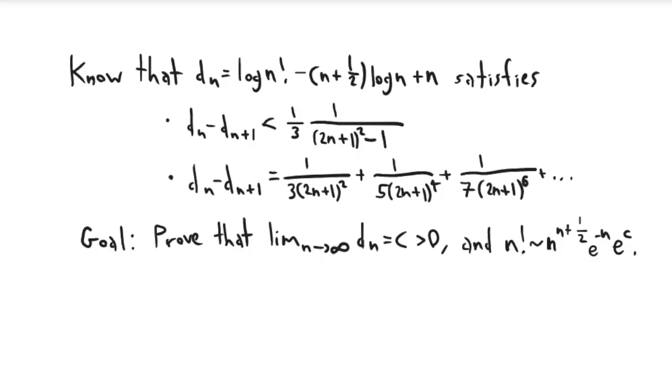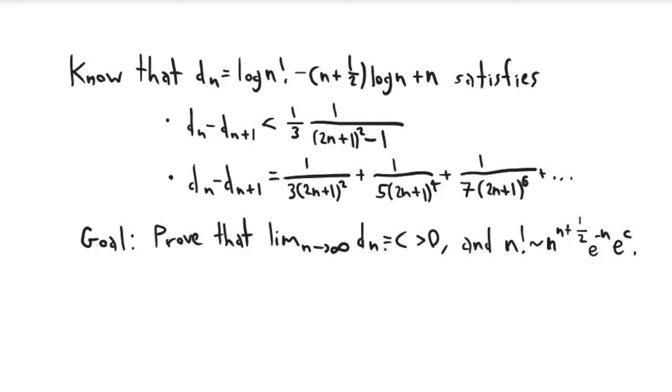Okay, welcome back. So in the previous video, we were trying to prove Stirling's formula, and we were considering the sequence d_n. And what we showed last time is that we got an upper bound for the forward difference for d_n, and then we got an explicit series representation for the forward difference for d_n.